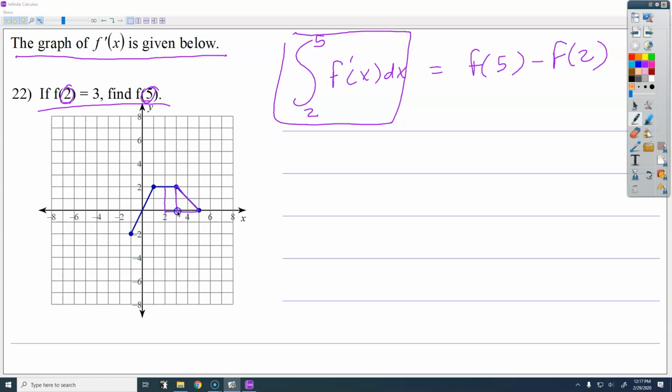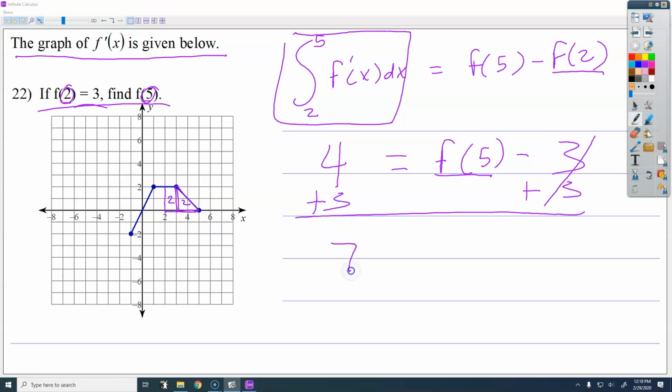And what that is, it's one triangle and one rectangle. So that's 2 there, and the triangle is 2 times 2, which is 4, cut in half is also 2. So 2 and 2 make a total area under the curve of 4. We want to know what f of 5 is, but we know what f of 2 is. f of 2 is 3. So if I want to figure out what f of 5 is, all I have to do is add the 3 over here, and I've got my answer, which is 7.